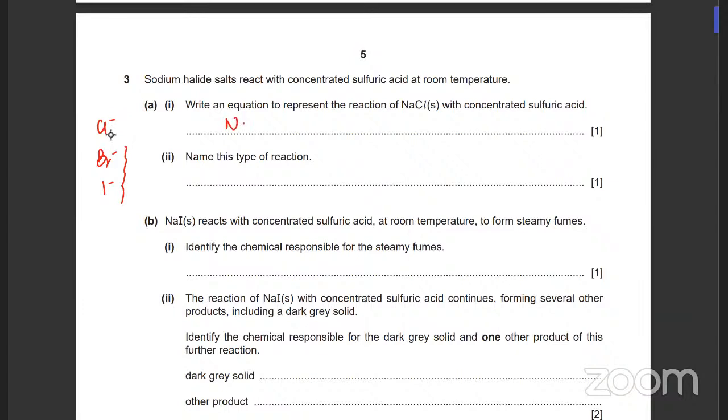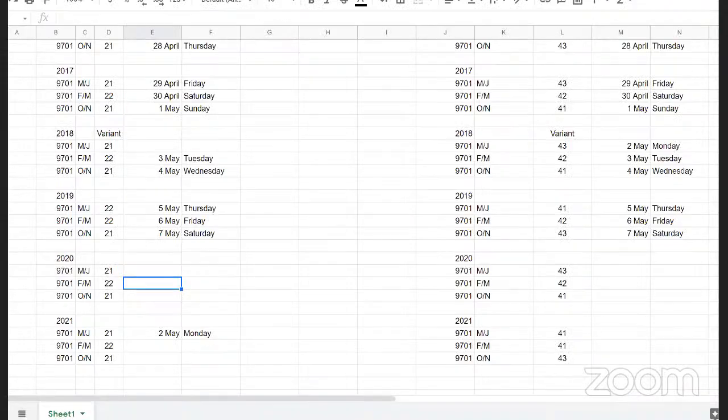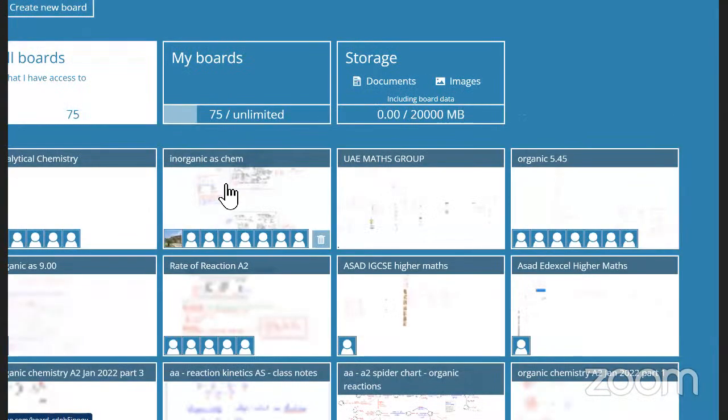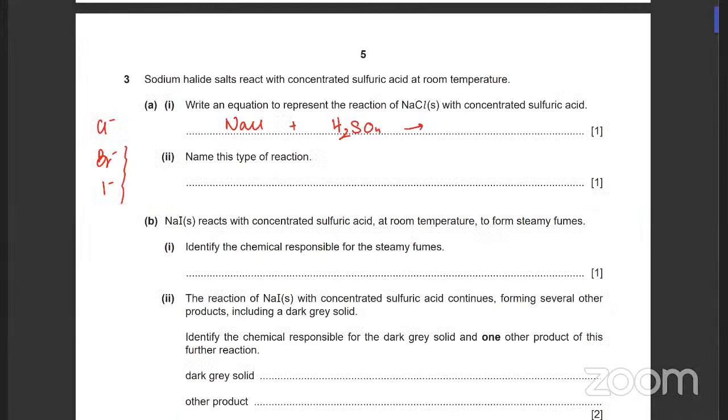So the first reaction is simply a displacement reaction. What happens is that when you react NaCl with H2SO4, you get a displacement reaction. You get NaHSO4. And you get steamy fumes of HCl gas that are produced.